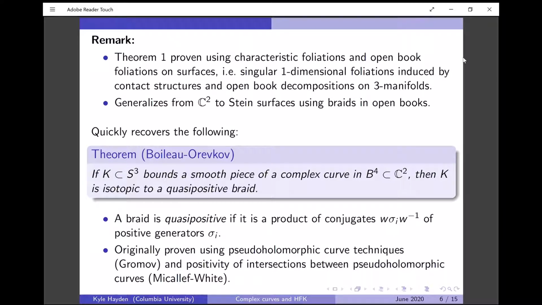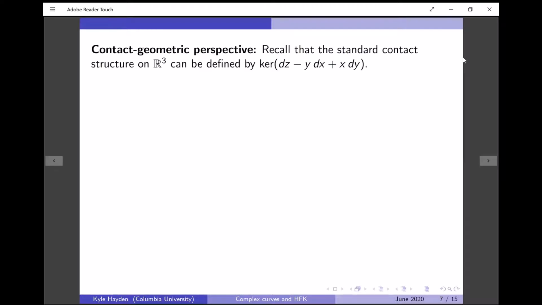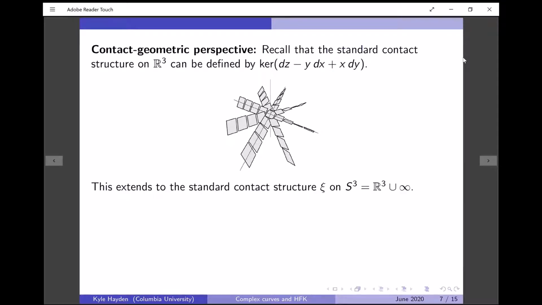Okay. So both to hint at the ideas of the proof, but also to hone in on the applications, we need to introduce some contact geometry into the picture. So I want you to recall the standard contact structure in R^3, and it has this nice rotationally symmetric depiction. And we can extend this over a point at infinity to get the standard contact structure on the three-sphere.